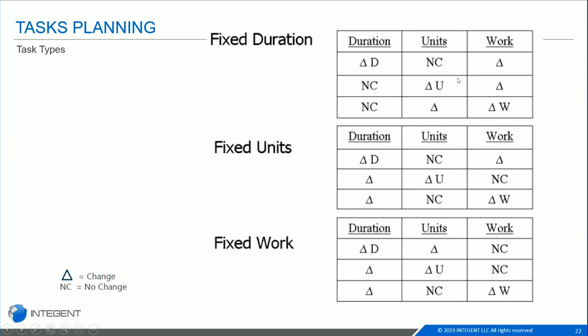If you change your units, then your duration will not change, it's absolutely fixed, but your work will change. And then here, if you come in and you change the work, then your duration's fixed. It won't change, but the units associated will change for your resources. I know that's a lot of repeating the same words over and over again, but we'll look at a couple of examples here in just a moment.